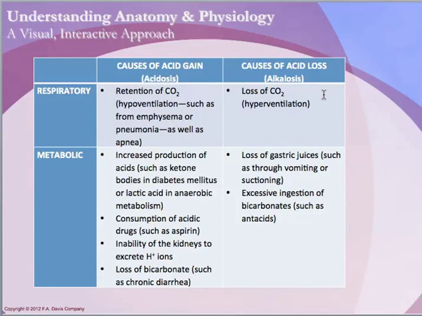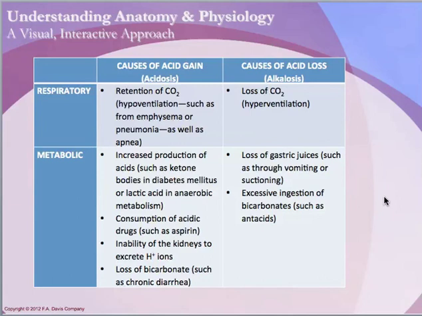The other side of that is we can have metabolic acidosis or metabolic alkalosis. Metabolic acidosis results from an increased production of acids. So we get ketone bodies in patients who are diabetic or lactic acid production. Also can get this from a consumption of acidic drugs such as aspirin, or the kidneys are no longer able to excrete hydrogen ions. So we have an issue with the kidneys. Or a loss of bicarbonate, such as with chronic diarrhea. So our GI tract is getting rid of too much bicarbonate.